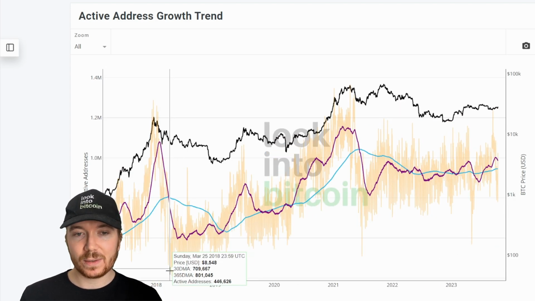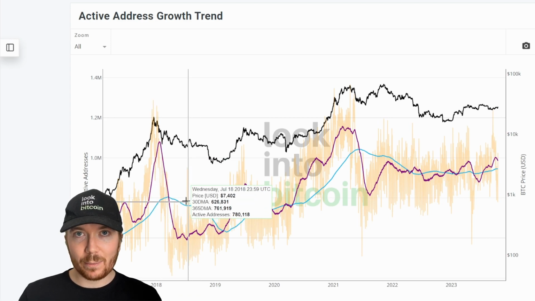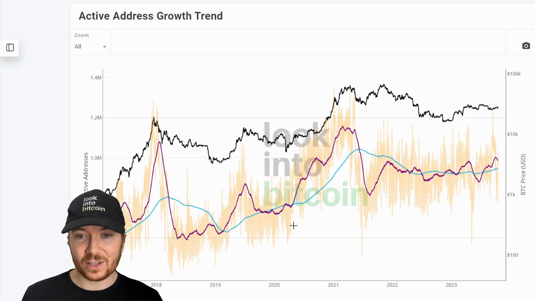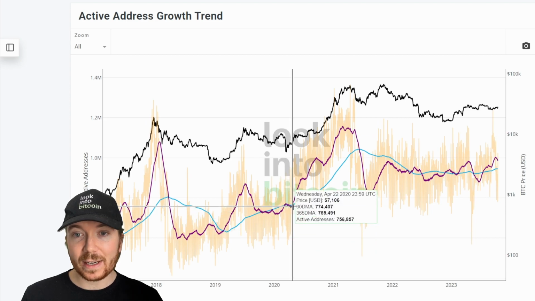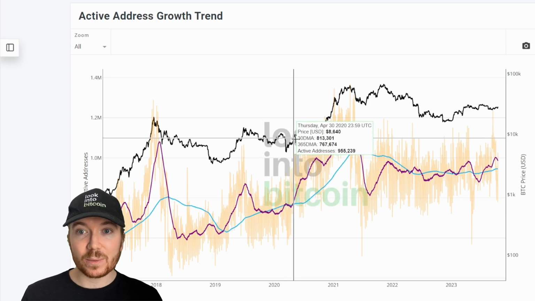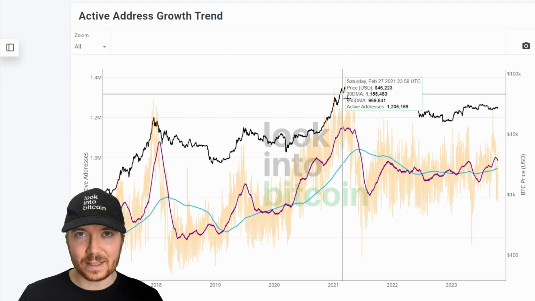Especially in the most recent few cycles, this has called the more drawn out period of a bear cycle pretty much to perfection. And again, once we get a sustained break above this, it is aligned pretty much perfectly with a much more sustained move to the upside.